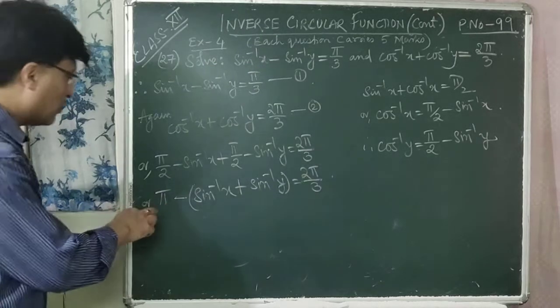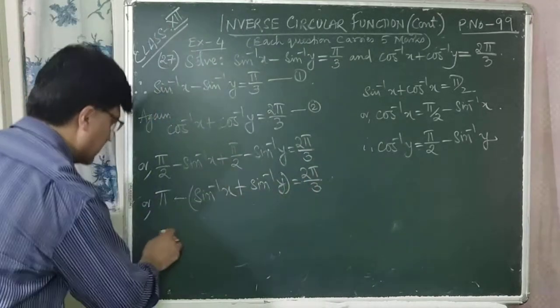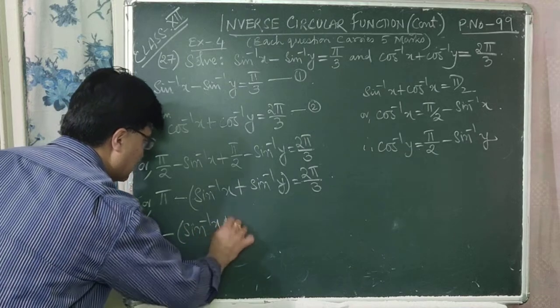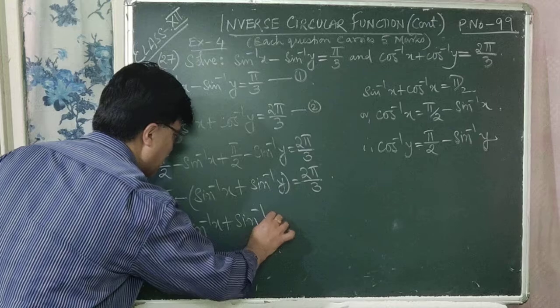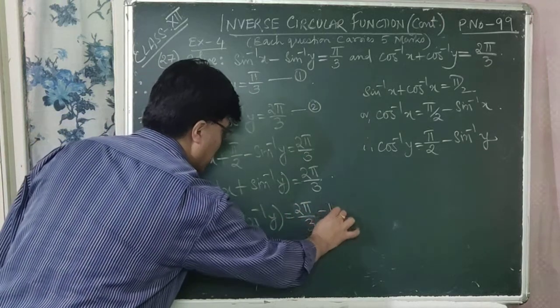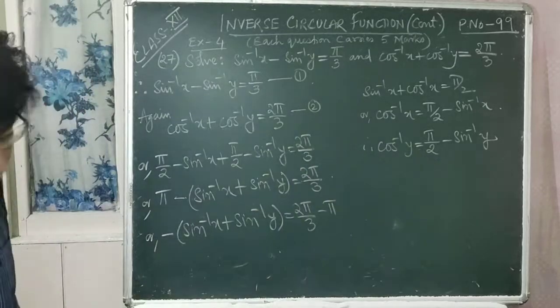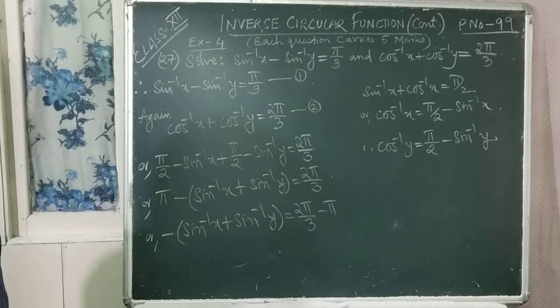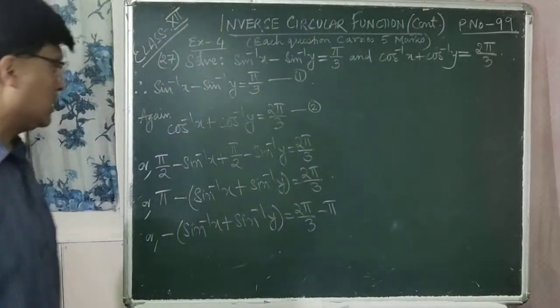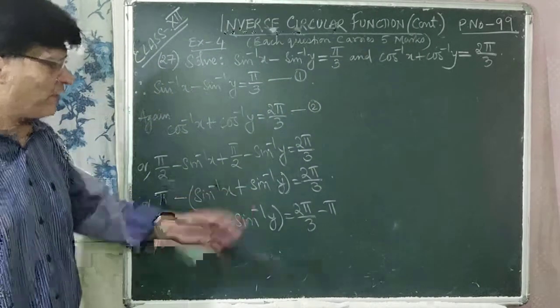Now let us take this pi to the right hand side. Minus within bracket, sin inverse x plus sin inverse y is equal to 2 pi by 3 minus pi. Is that clear? Next, what will you do? Let us simplify the right hand side.